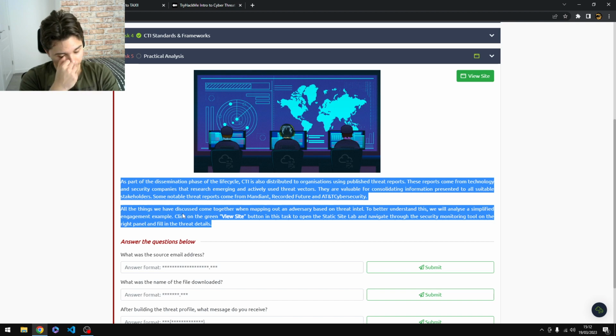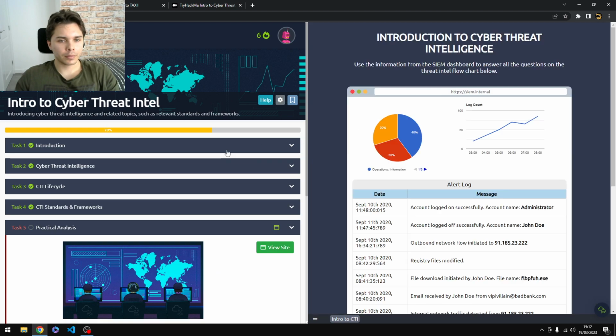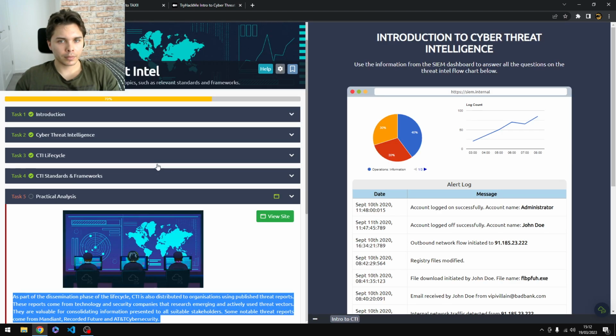All the things we have discussed come together when mapping out an adversary based on threat intel. To better understand this, we will analyze a simplified engagement example. Click on the green View Site button in this task to open the static site lab and navigate through the security monitoring tool on the right panel and fill in the threat details.